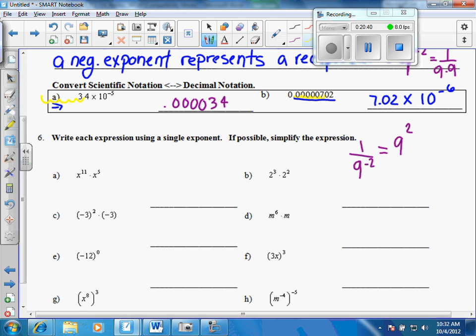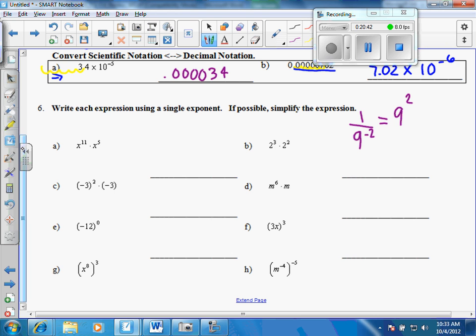Okay, let's take a look at problem 6. We're going to just try to go through these using the rules pretty quickly. Remember, you can just pause and review, but I'm going to go through and use the rules pretty quickly. So I have the same base. That means I add the exponents. 11 plus 5 is 16. So this is going to be x to the 16th power.